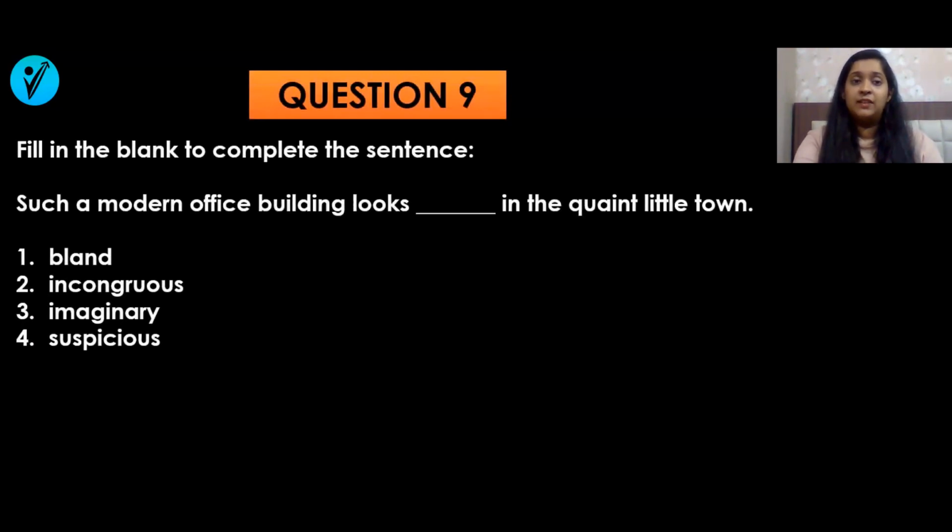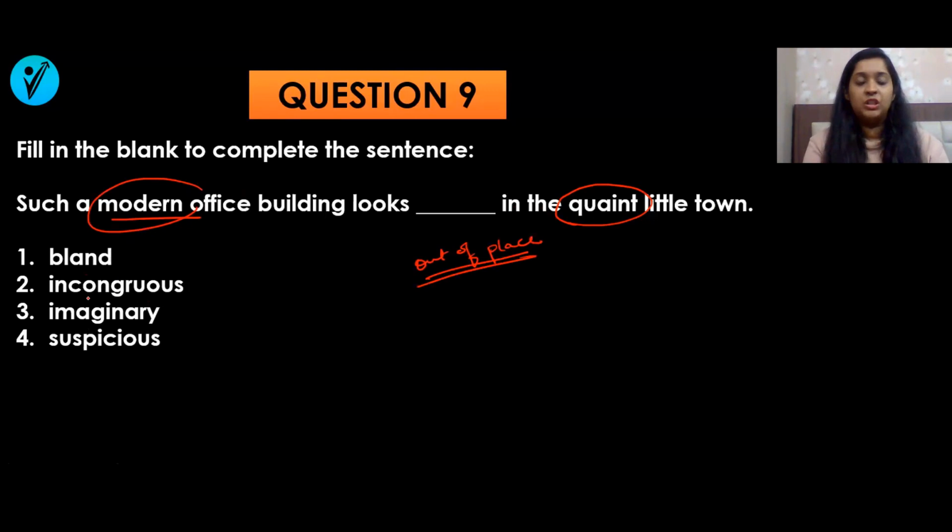Question number 9, sorry, once again, it's a fill in the blank question. So, fill in the blank to complete the sentence. Such a modern office. So, we are talking about a modern office building. Looks blank in the quaint little town. So, modern and quaint. Quaint means rustic, old, something which has a rustic look. So, a modern office in a rustic looking place means it was looking out of place, right? So basically, my own word would be out of place.